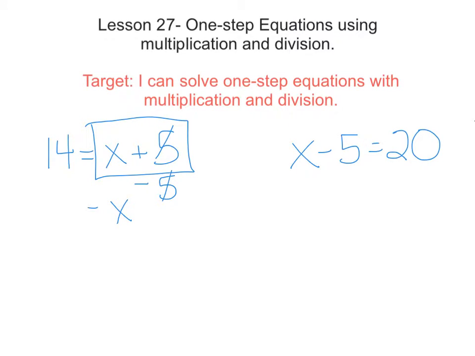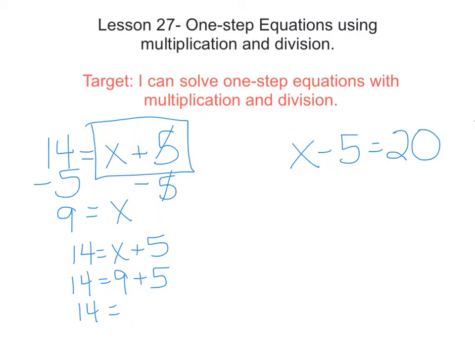But if we do something to one side of the equation, we must do it to the other side. So we're going to subtract 5 from 14, and that gives us 9. X equals 9. Our check then is rewriting our equation. We're going to substitute 9 for x, and we end up with 14 equals 9 plus 5. 14 equals 14. So there's a check.